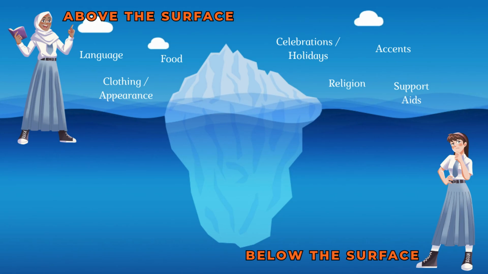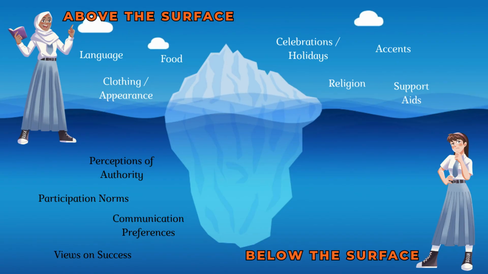Beneath the surface are the more powerful, less visible cultural influences, including perceptions of authority, participation norms, communication preferences, views on success, time orientation, beliefs about family roles in education, and concepts of respect.